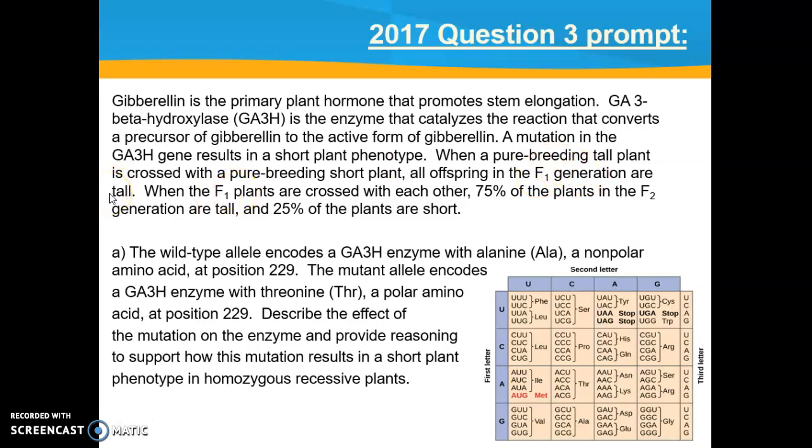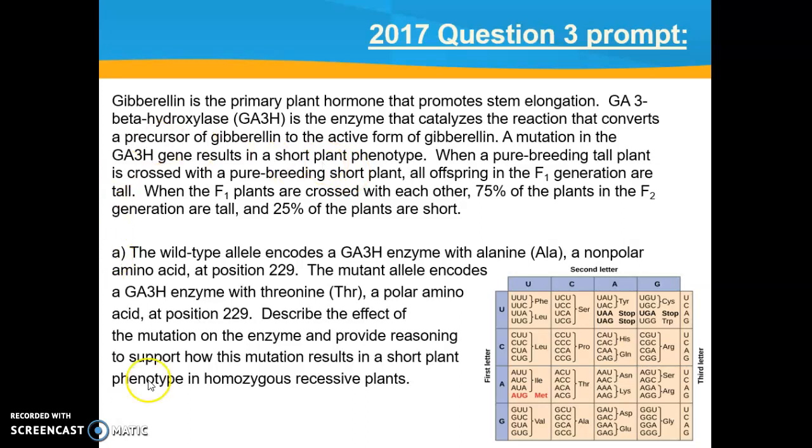Okay, that sounds a lot like Mendel, right? One of the traits disappeared, the other one covered it up. And then when we cross those offspring, there's a 3-to-1 ratio, with 75% of the plants being tall and 25% of the plants being short. Based on this information, it appears that the normal allele, this gene that's normal, is dominant, and the mutated allele is recessive, right? That's what this sounds like.